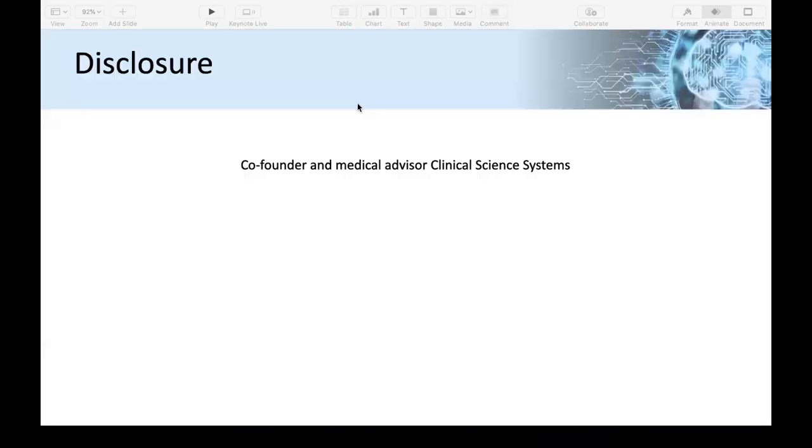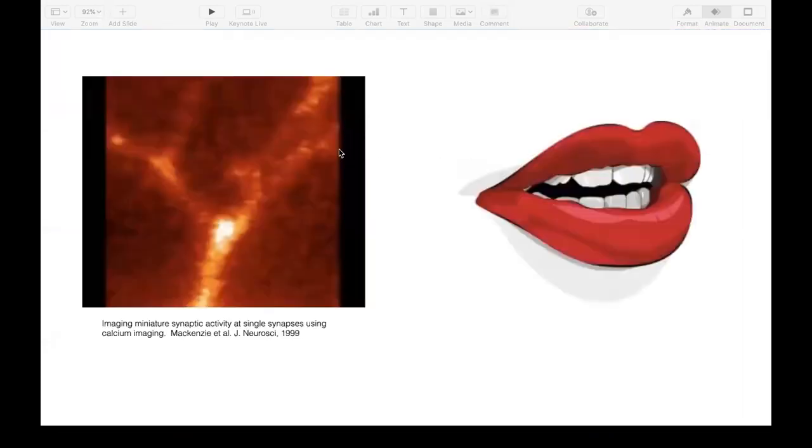Before I go into detail about the role of the EEG, this is my disclosure. I'd like to recap some physiology that hopefully will assist in appreciating why the EEG is such a good method to assist in the prognostication.